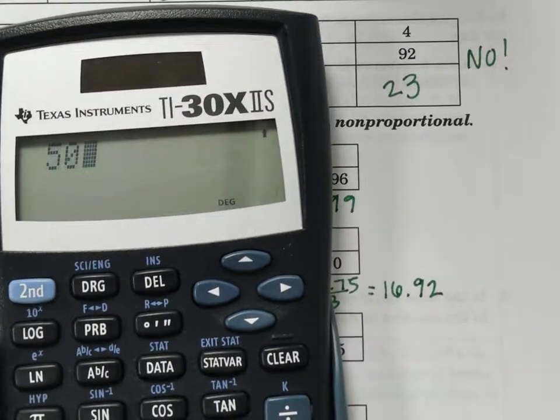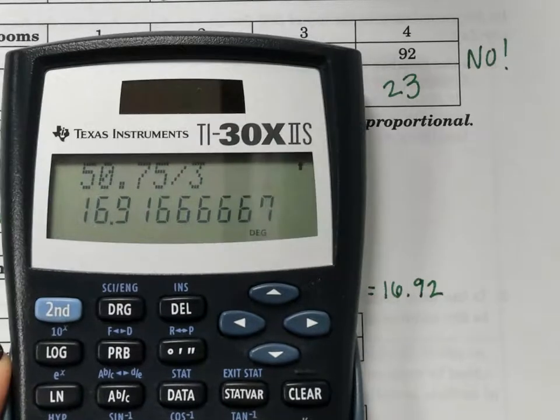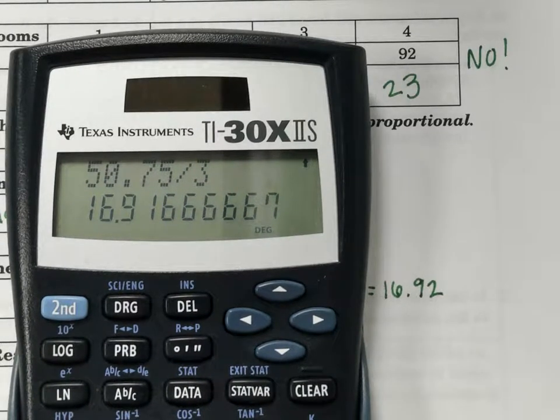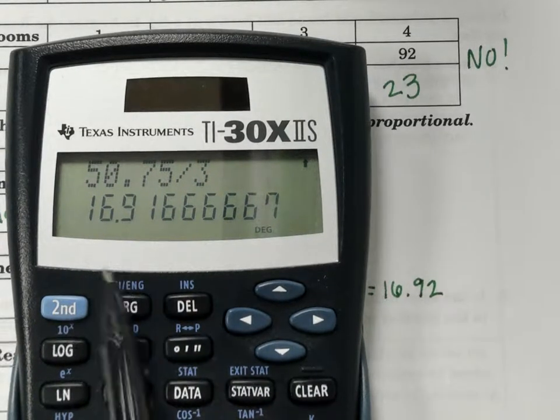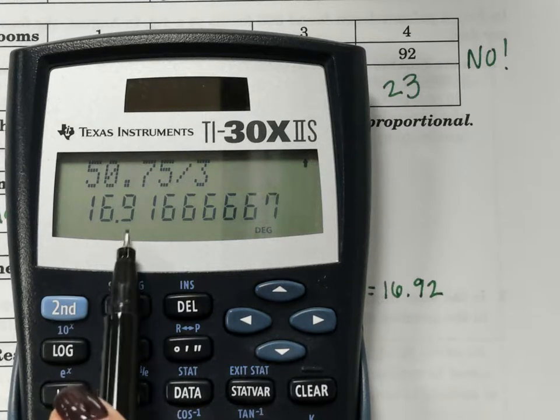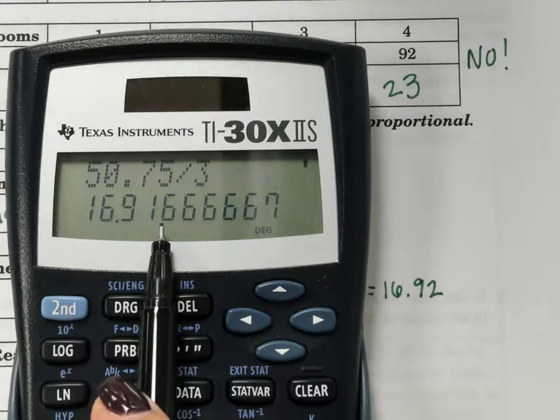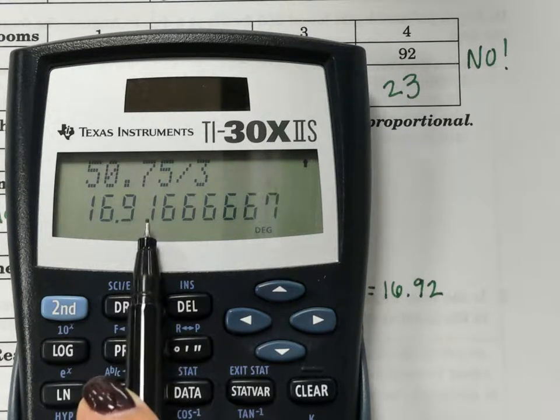If I have 50.75 divided by 3, if you're rounding, we're talking about money here, so that means I need to round to my nearest hundredth. So I have 2 decimal places. 916, 6 is greater than 5, right? So that means I can bump that 1 up to a 2.